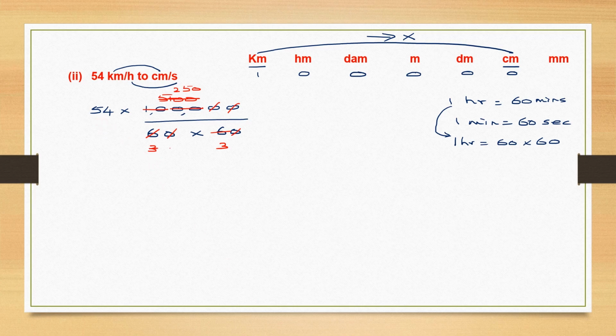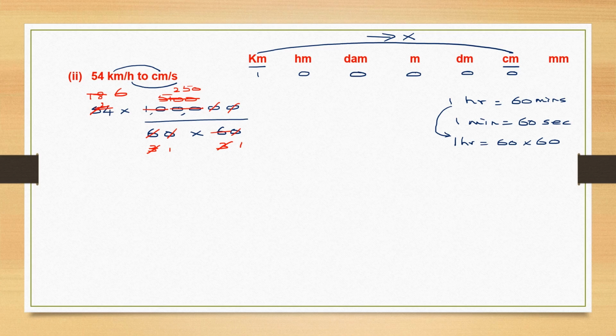So 3 ones are 3. So here 3 ones are 3. 3 sixes are 18. 3 eights are 24. So I have 18 there. Can I cancel 18 again? I can cancel 18 by this 3. This 3 is cancelled, so I can cancel with this 3 now. So this 3 let me remove. So 3 ones are 3, 3 sixes are 18.